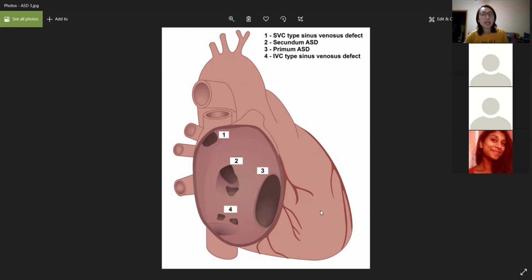Again, the same thing as your inlet VSD, because it is close to your atrioventricular valve, there is a tendency for that valve to be inefficient. In other words, it can regurgitate. So it is common to see atrioventricular regurgitation, or your tricuspid regurgitation, here as well.